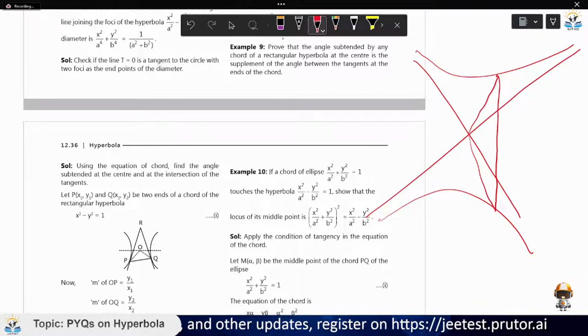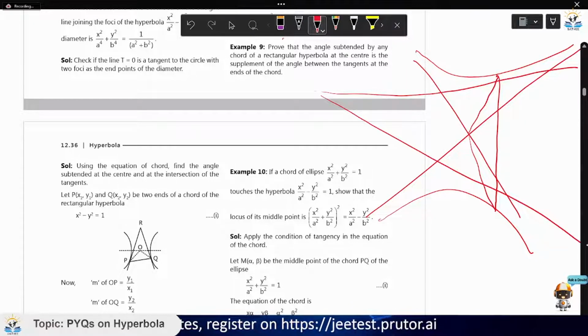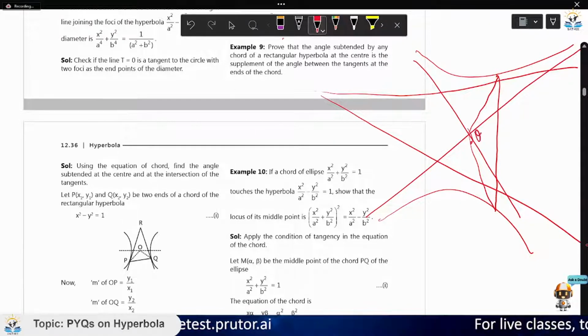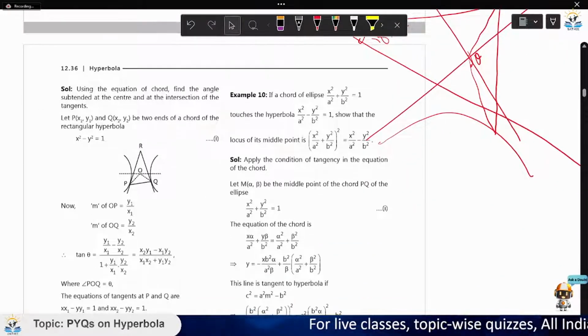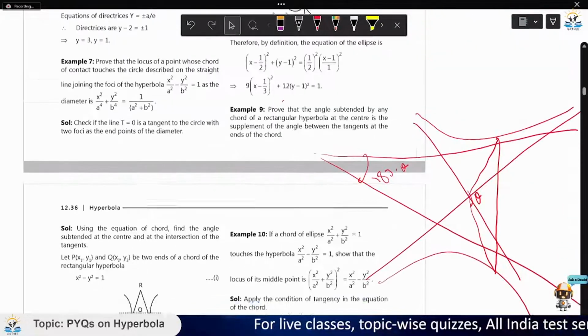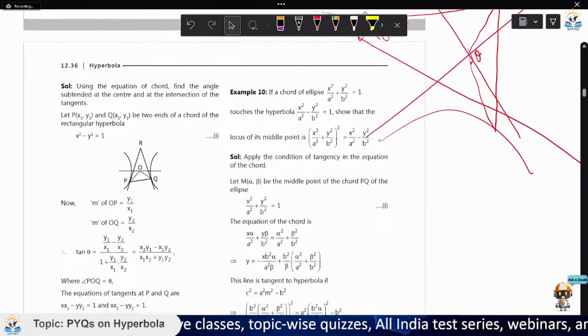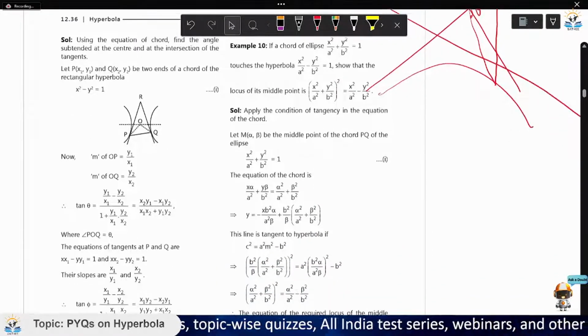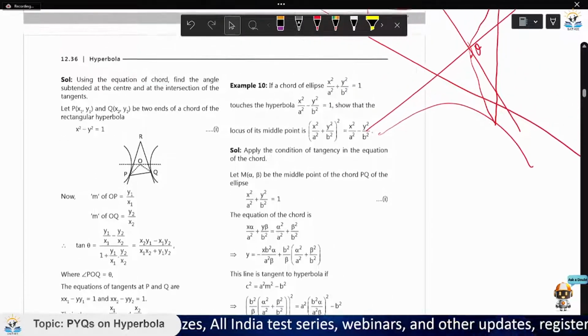And by the tangents, if this is the tangent, what is it? The supplement is basically the difference from 180. If this is theta, this is 180 minus theta. So how can we solve this? Let's take any random chord equation. We know what the equation of a chord looks like, right? We simply take two points, write the equation of the chord, and then calculate the tan theta angle. You get it?